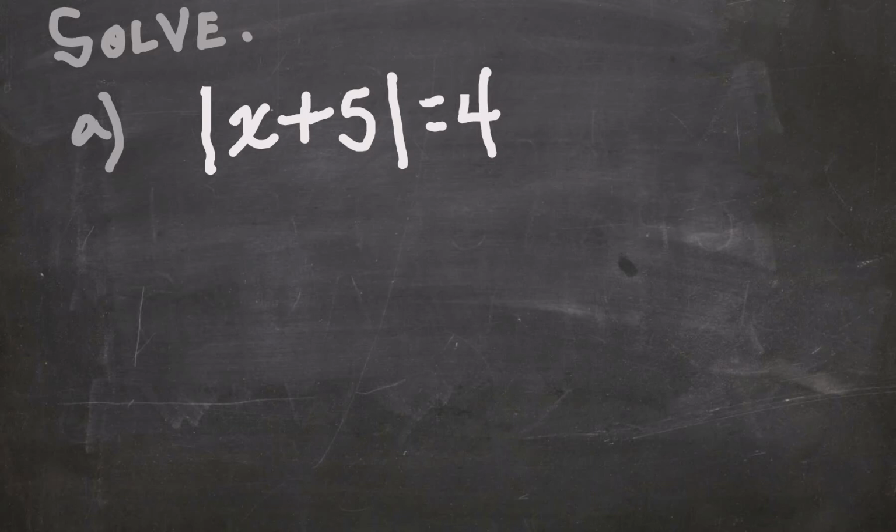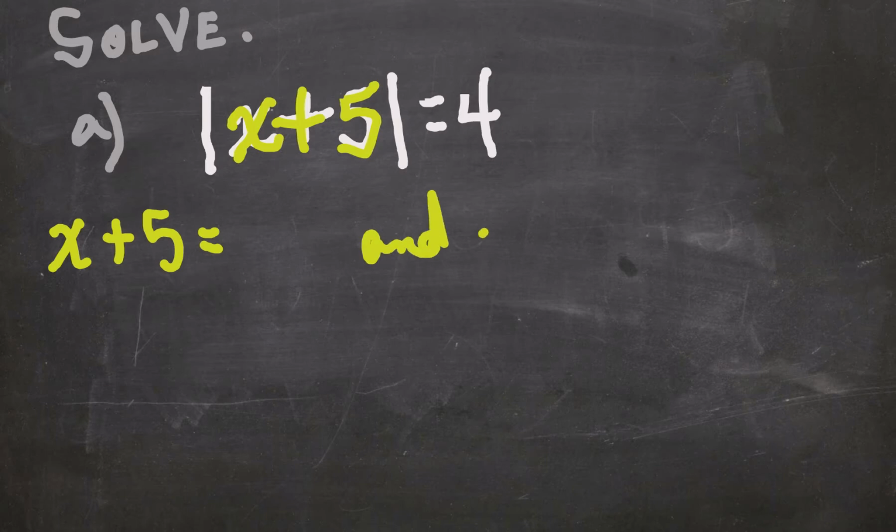Take, for example, the absolute value of x plus 5 is equal to 4. We want to take what's inside that absolute value symbol, the x plus 5, and we're going to write that out here. x plus 5 can equal something, okay? And x plus 5, just as is, can equal something else. So on the other side, we're going to write the negative 4 and the positive 4.